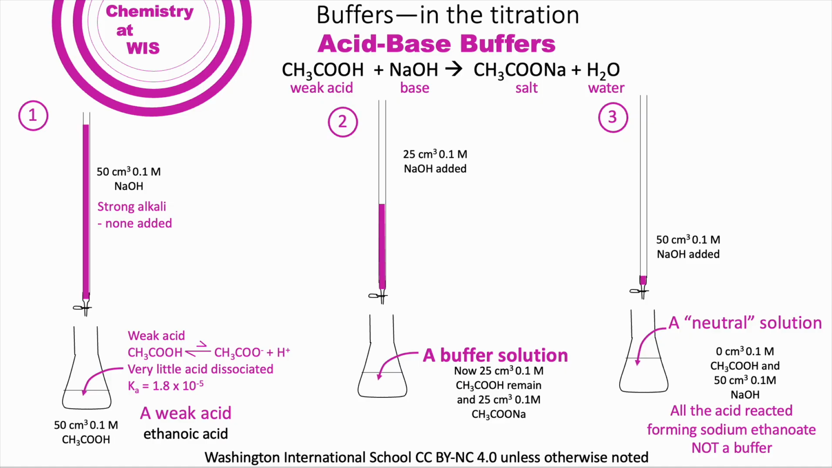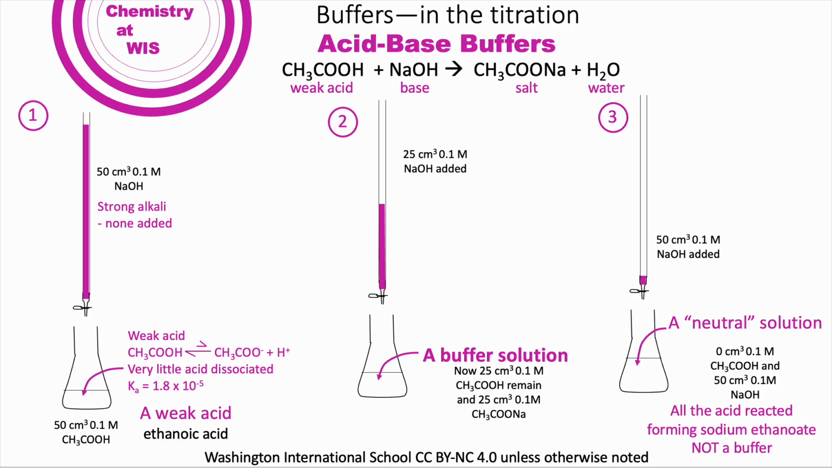Number 1, in fact, in all of them, you start off with 50 cm³ of your weak acid, 0.1 molar ethanoic acid. And to the first one, you're not adding anything, so it is just a weak acid. In the second one, you're going to add 25 cm³ of 0.1 molar sodium hydroxide to the 50 cm³ of 0.1 molar ethanoic acid. That's your buffer solution. You've still got some unreacted weak acid and you've got your salt, your sodium ethanoate.